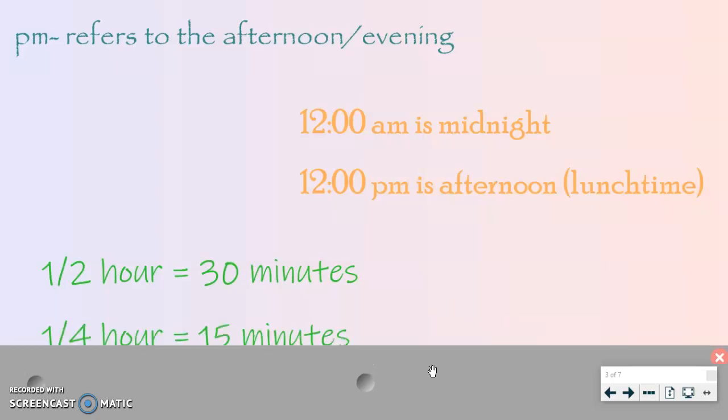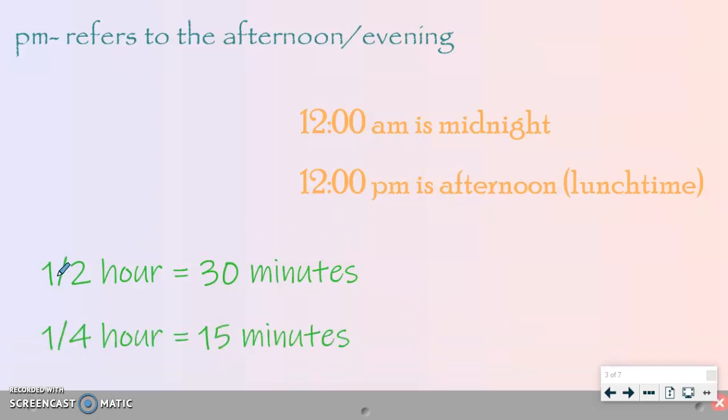And just a couple quick benchmarks: if anyone ever says a half hour, they're referring to 30 minutes. If we took the 60 minutes in an hour and divided it by 2, we would get 30. And then if people say a quarter of an hour, you might have asked someone the time and they might have said it's 3:15. Well, if you took the 60 minutes of an hour and divided it by 4, then you would get 15. And so quarter hours are equal to 15-minute increments.